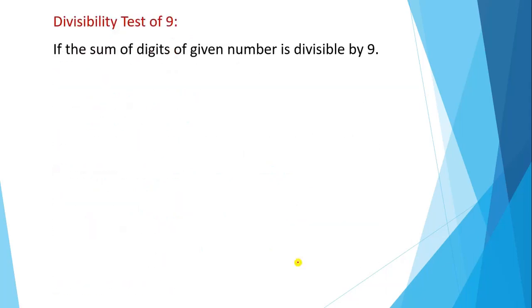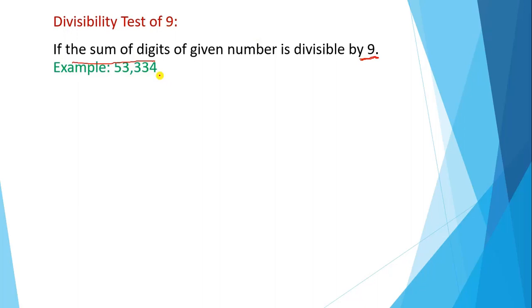Next we have the divisibility test of 9. It is similar to the divisibility test of 3. Here also, add all the digits. If the sum of the digits is divisible by 9 or a multiple of 9, then the number is divisible by 9. Let's take an example.